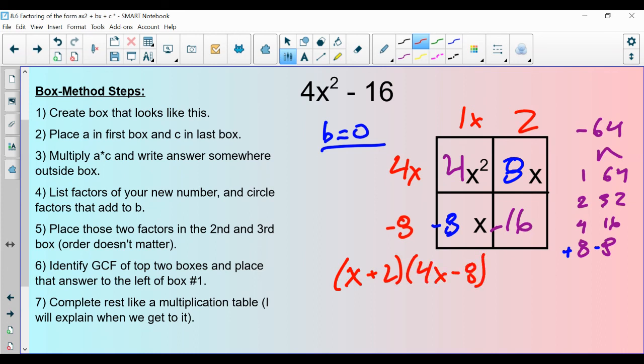Now, we're eventually going to learn a slightly different answer for this, but I would accept this answer for the time being.